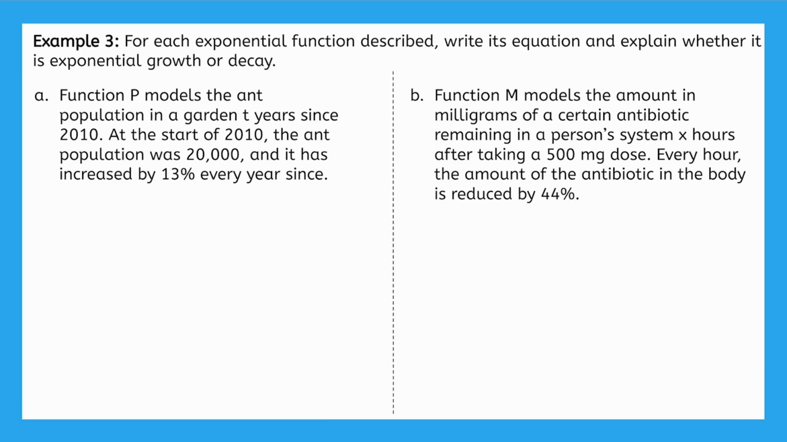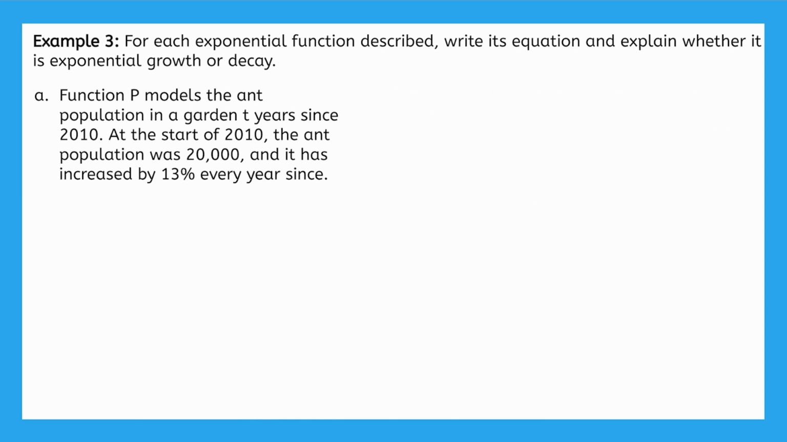Let's look at the first situation. It reads, function P models the ant population in a garden t years since 2010. At the start of 2010, the ant population was 20,000, and it has increased by 13% every year since. To write the equation, let's use our format y equals a times b to the x. The input of this function is t, and the output, P of t. We know the a will represent the initial amount of the population, so it has to be 20,000.